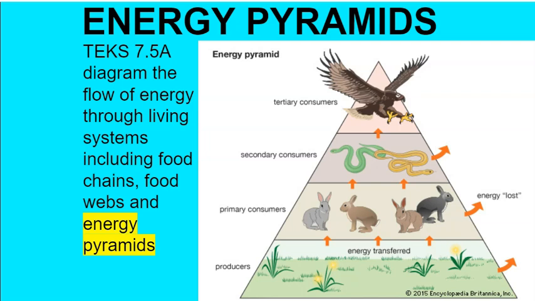It starts with producers, all the plants there. You see the arrows going up towards those rabbits, primary consumers, arrows going up towards those secondary consumers, those are the snakes, and then finally the tertiary consumer, which looks like an eagle, some sort of bird of prey. I think it's an eagle. You also see some arrows going out of the pyramid, and it says energy lost. And we're going to talk a little bit about that in these notes.